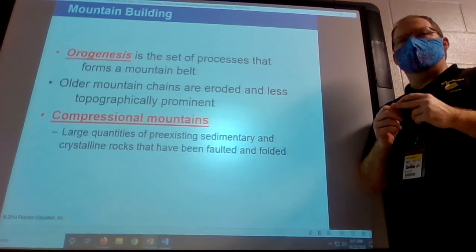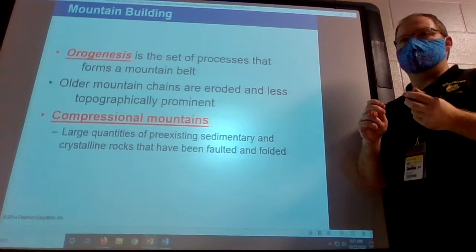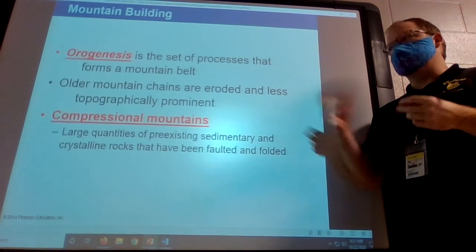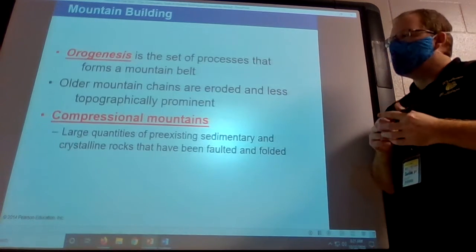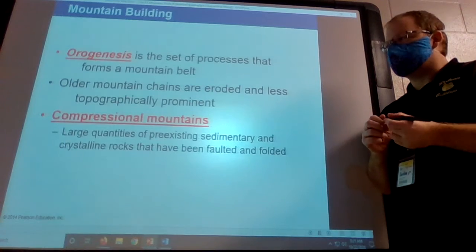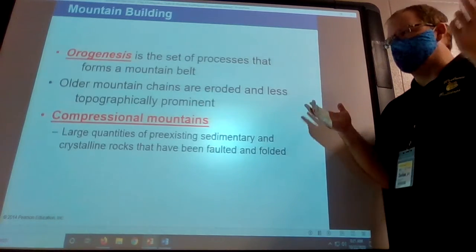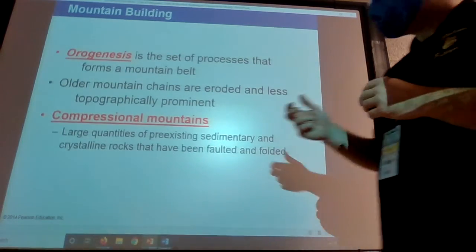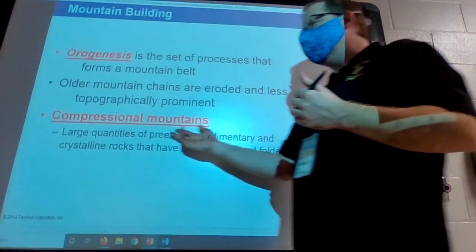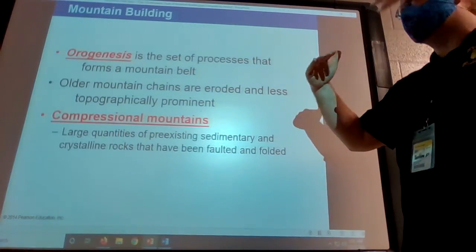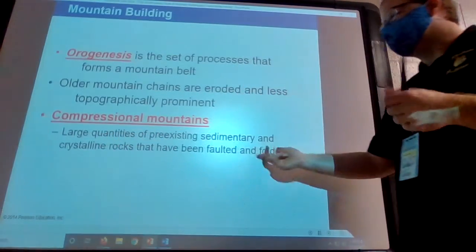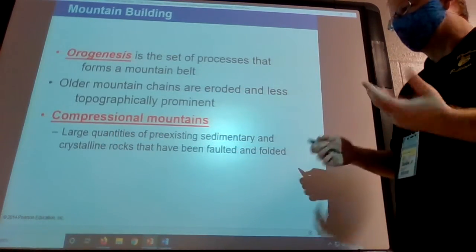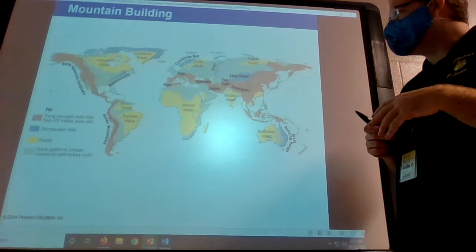which is also why Oklahoma has a lot more tectonic activity than we do, because those old mountains still have old fault lines that were part of their creation. They still have some stuff going on there where we really don't have any of that. We're just super flat. Most mountains are going to be because of collision events or compressional events. So you have compressional mountains, large quantities of pre-existing sedimentary and crystalline rocks that have been faulted and folded.